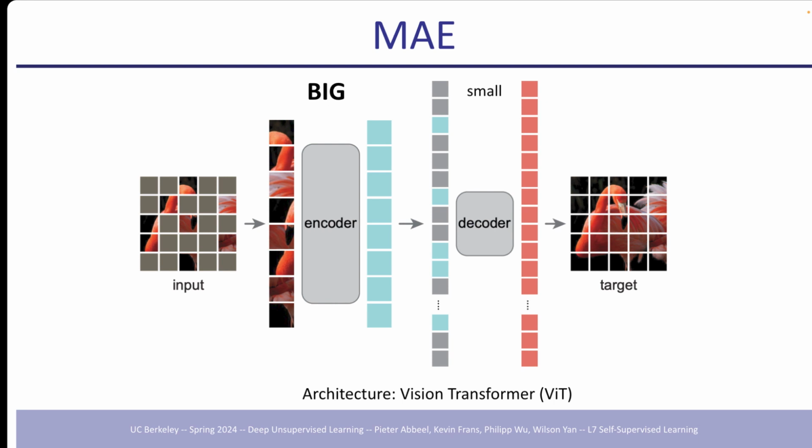The other thing that's happening here is that the encoder only has to process a small fraction of the patches. The hyperparameter setting that tends to be popular is that only 25% of the patches remain, and 75% of the patches are masked out. So the encoder only has to process a quarter of the amount of data that comes in compared to the decoder.